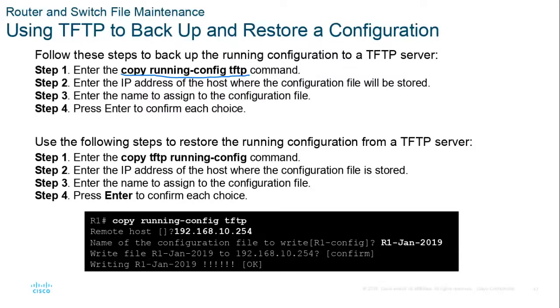So when you type copy running-config tftp, it's going to ask you, what's the IP address of that TFTP server? And what file name do you want to give that file that I store on that machine? By default, it's going to say R1-config. You can change it to a date. And then you'll press confirm.